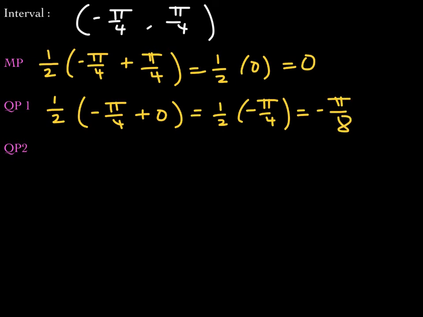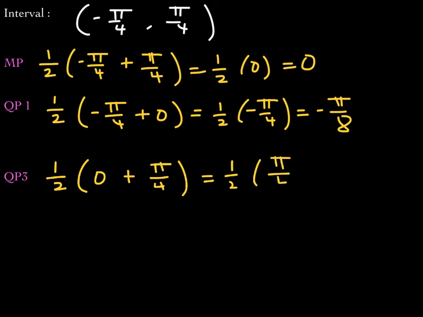I labeled this quarter point 2, but it's really quarter point 3, because remember that your midpoint is really your second quarter point. So the third quarter point will be found by taking half of the sum of the midpoint and the right endpoint. So then this is just half of pi over 4, which is positive pi over 8.